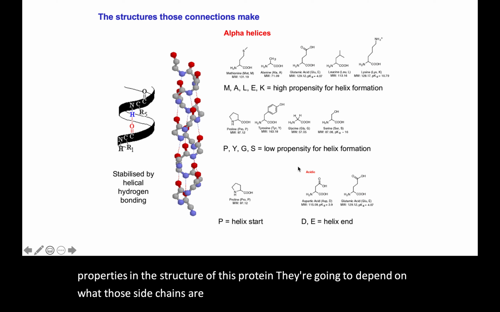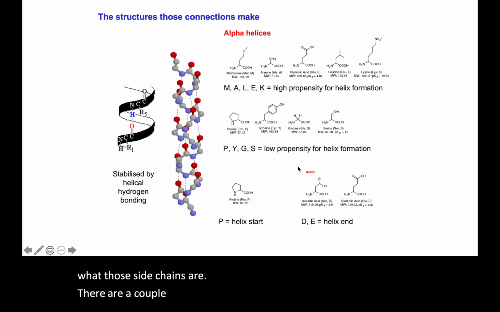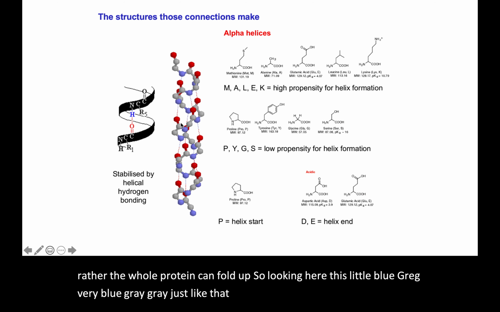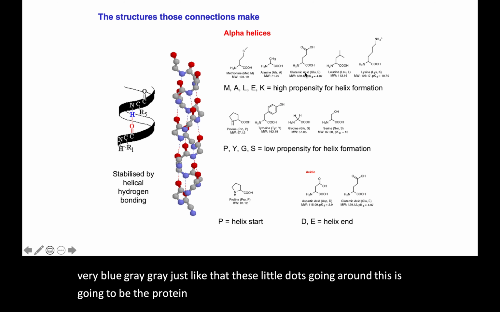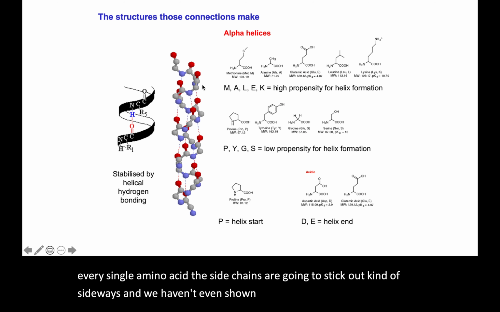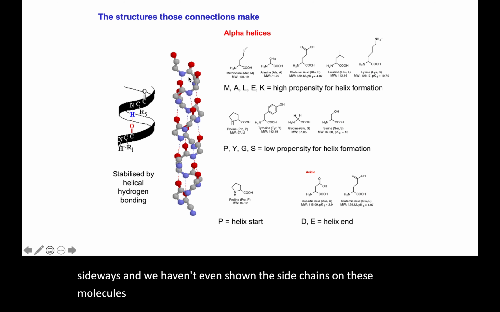So there are a couple of common ways that the side chains can fold up, or rather the whole protein can fold up. So look in here, this little blue, gray, gray, blue, gray, gray, just like that. These little dots going around. This is going to be the protein backbone. So this is the part that is the same on every single amino acid. The side chains are going to stick out kind of sideways, and we haven't even shown the side chains on these molecules. We're just looking at the backbone here.